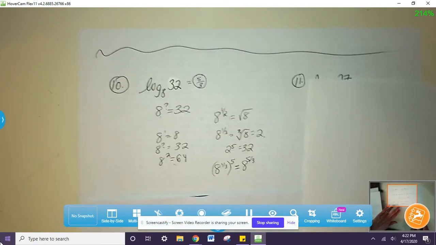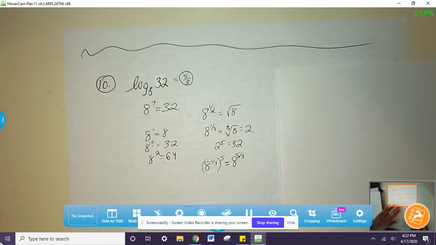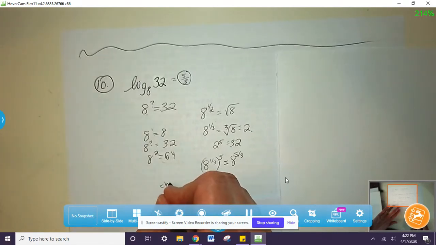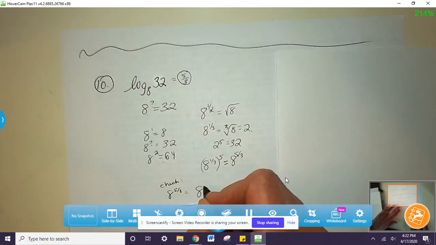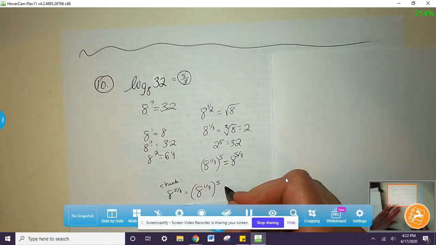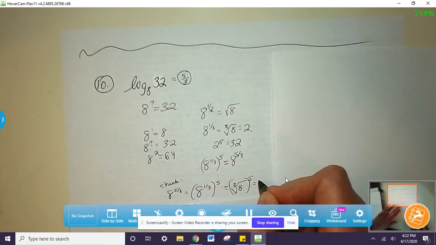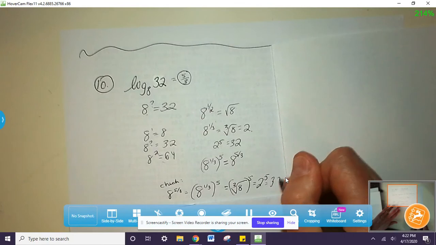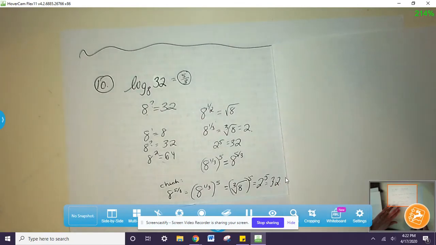And I can check that, and you probably want to check it because I said these were going to be a little trickier. If you do 8 to the 5/3, you learned this in Algebra 2 for sure, you do 8 to the 1/3 to the 5th. So it's the cube root of 8 to the 5th, and that's 2 to the 5th, and that is 32. So that's how I like to think of that, and that might work for some people.